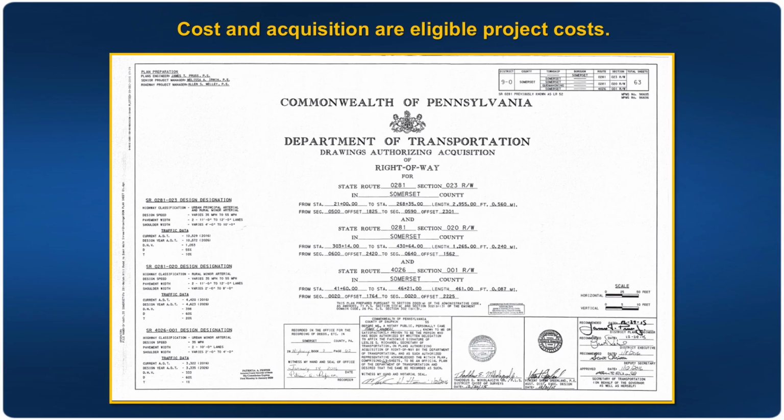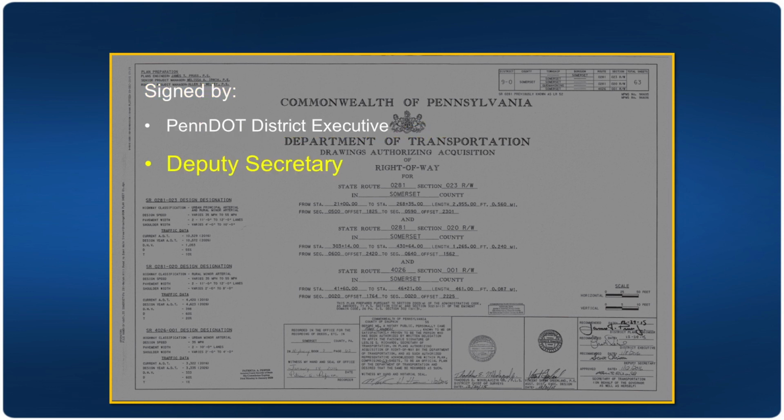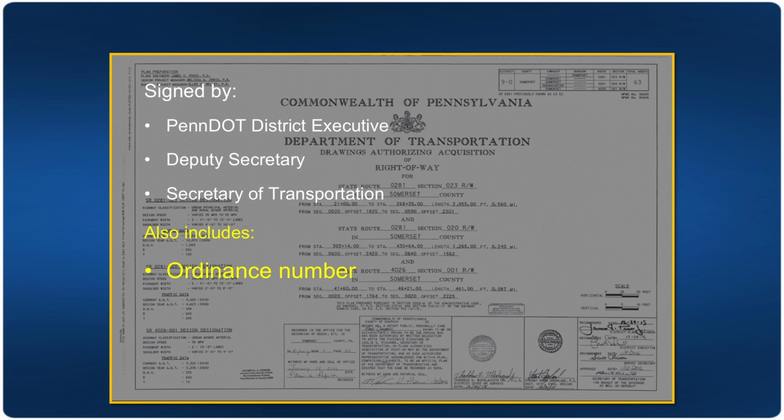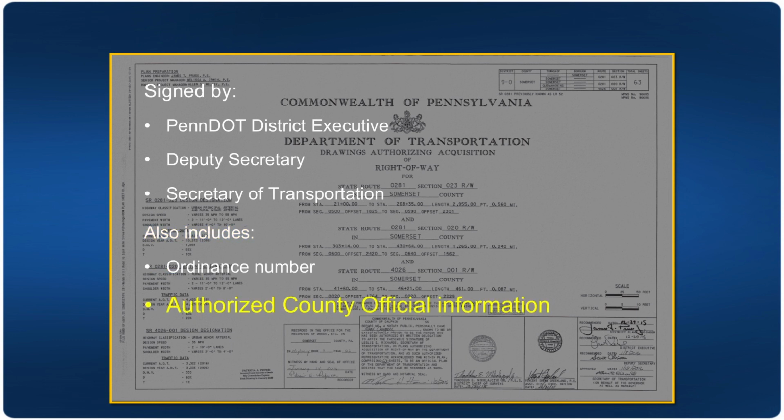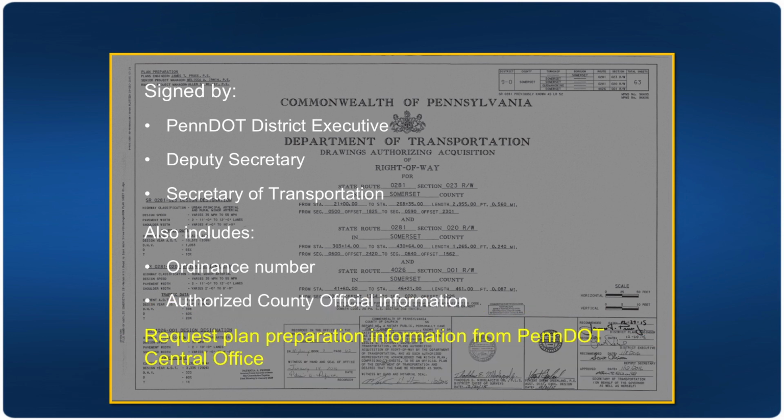Under this scenario, the right-of-way plan title sheet will be signed by the PennDOT District Executive, Deputy Secretary, and Secretary of Transportation. In addition, the ordinance number and authorized county official information is included on the right-of-way plan title sheet. Once all requirements are in place, Scenario D will allow right-of-way appraisal and acquisition to be completed by PennDOT as it would on any PennDOT project. Information about the plan preparation should be requested from the PennDOT Central Office.